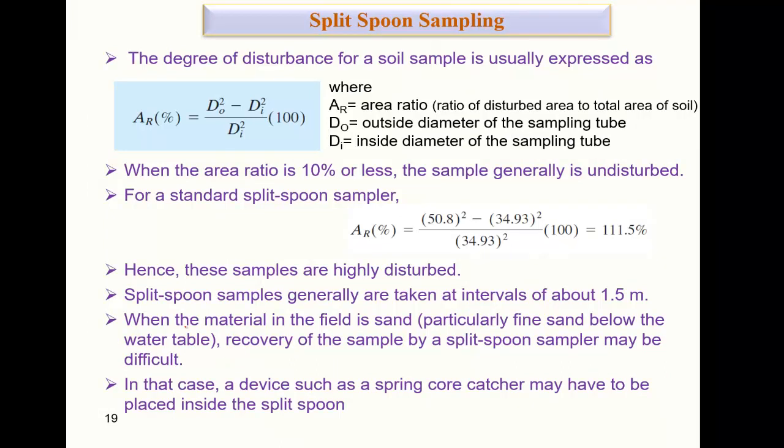Okay, can you see this slide? Yes, sir. When the area ratio is 10% or less, the sample is generally undisturbed. There is a way to find out the area ratio, I'll discuss it later. So if the area ratio is less than 10%, that time we call it undisturbed or equivalent to undisturbed. Otherwise, we call it disturbed. Even though it is nearly 10%, we can also call it undisturbed.